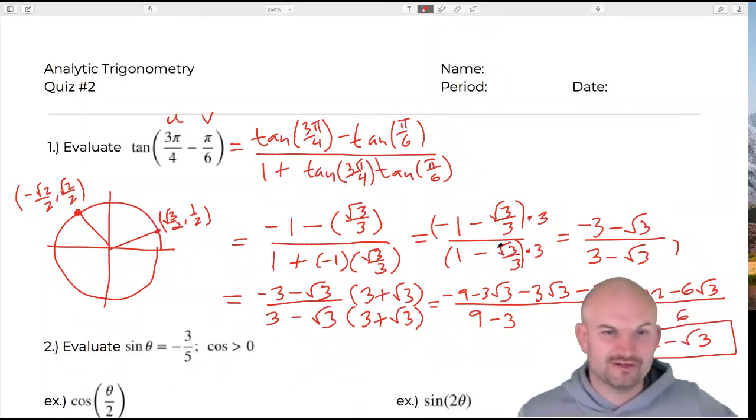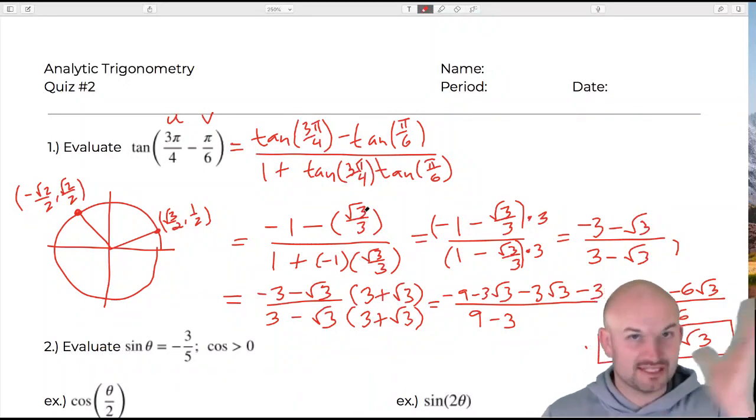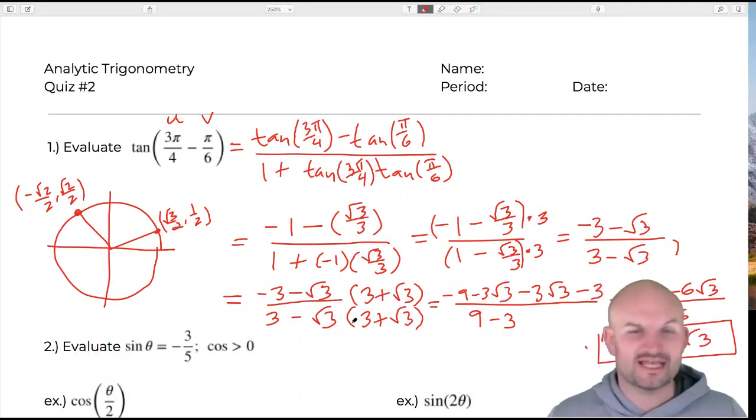Okay, so you can see here, just working again, this is basically getting to the evaluating, and then all of this is just that simplifying version.